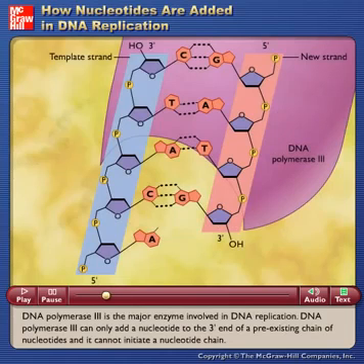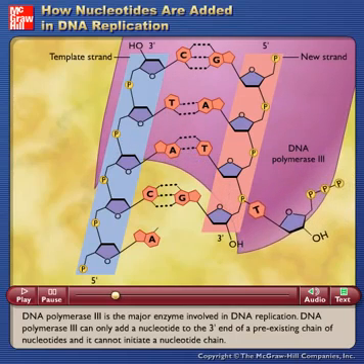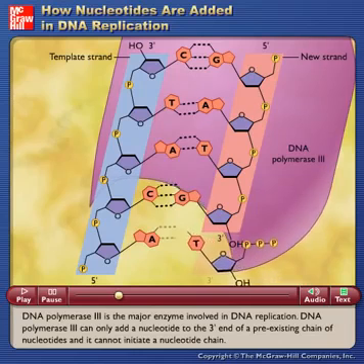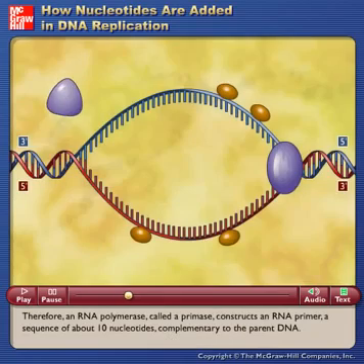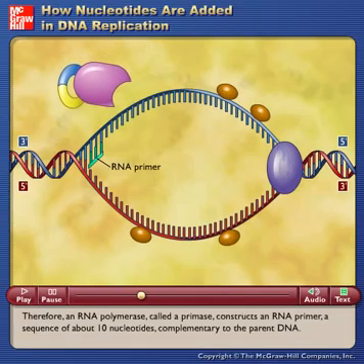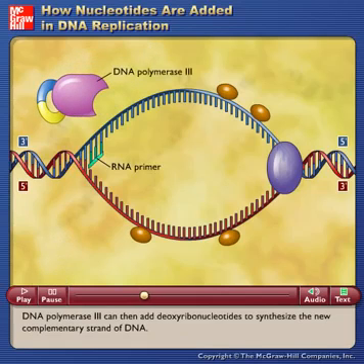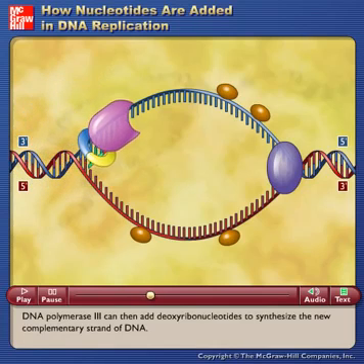DNA polymerase III is the major enzyme involved in DNA replication. DNA polymerase III can only add a nucleotide to the 3' end of a pre-existing chain of nucleotides, and it cannot initiate a nucleotide chain. Therefore, an RNA polymerase, called a primase, constructs an RNA primer, a sequence of about 10 nucleotides, complementary to the parent DNA. DNA polymerase III can then add deoxyribonucleotides to synthesize the new complementary strand of DNA.